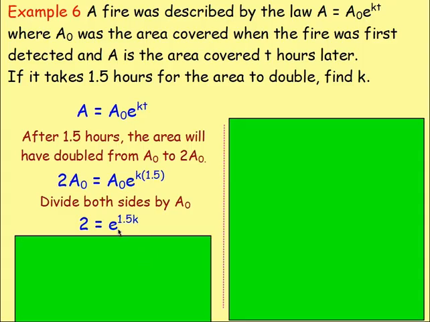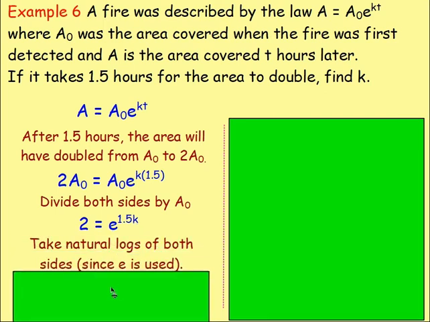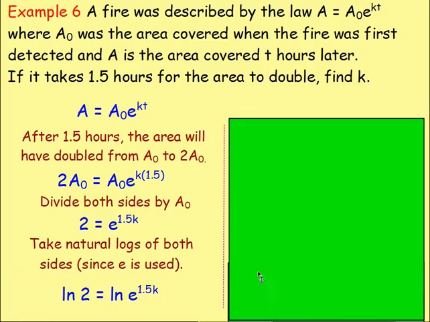After that, again, we've got e to the power of 1.5k. We're wanting to work out k. It's an index. We need to find a way of bringing it down. And to bring it down, we use logs. But because e is involved, we will use natural logs. So taking the natural logs of both sides. So ln2 equals ln e to the power of 1.5k.